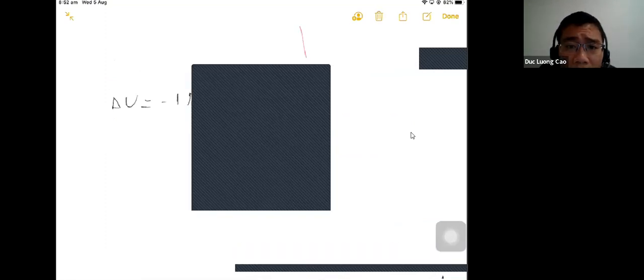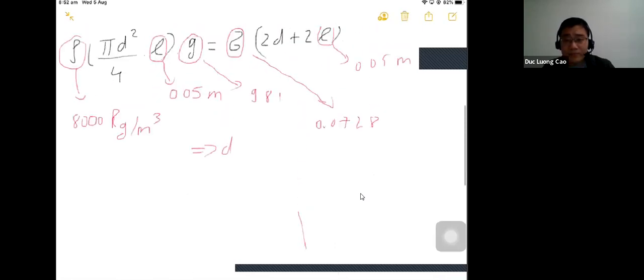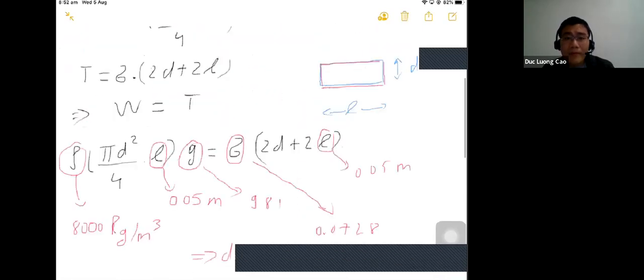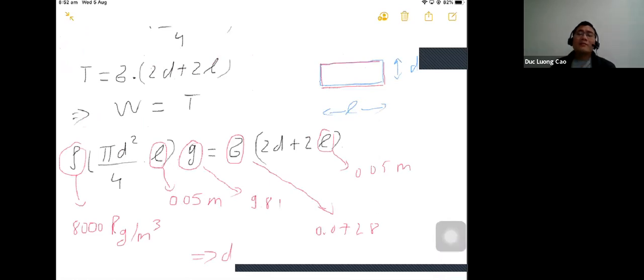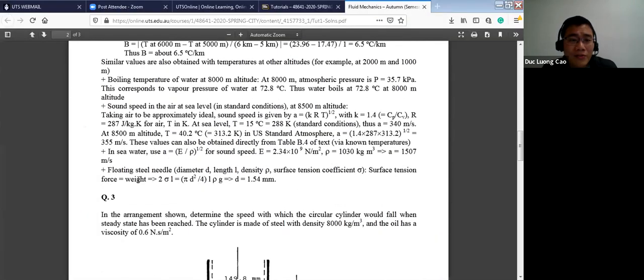I add the D into the equation and they do not equal. Okay, the previous question, you asked me about the previous question. This one. You see, in the solution, you don't have D. We will have a look at the solution in UTS online. I know. Thank you for seeing the solution.